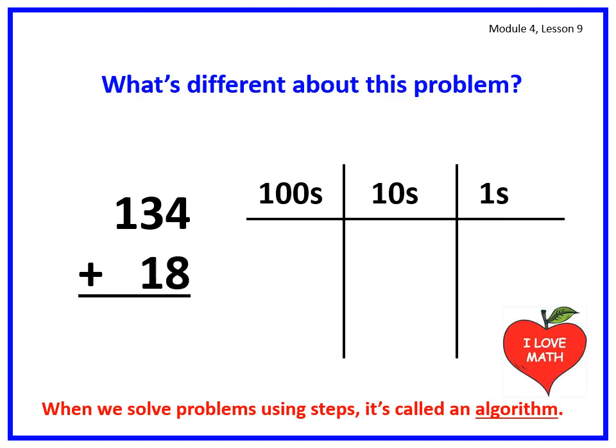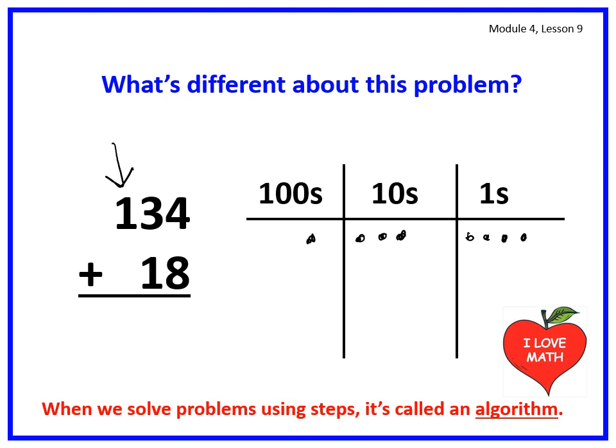Pay close attention. What's different about this problem? 134 plus 18. So you can see we're adding the hundreds now. The only thing that's different is we've added one more place value. So we're going to do the same thing. Let's take a look. 100, 30, 10, 20, 30, 4. 1, 2, 3, 4.